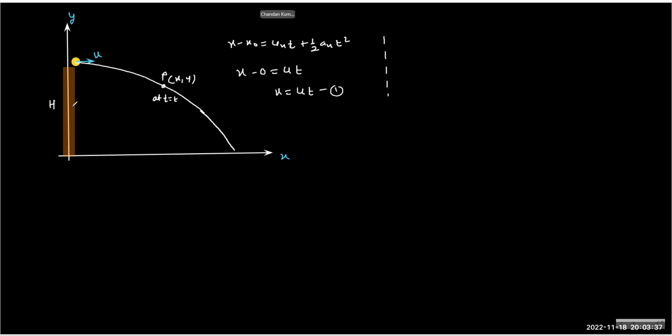My question is: find y as a function of time t. Where I ask to find y displacement, I simply ask what is y. So which kinematical equation do we need to proceed with? Tell me. The second one. In the second one, which one? To get the y coordinate, what should we write here? y minus y naught equals ut plus half at square.